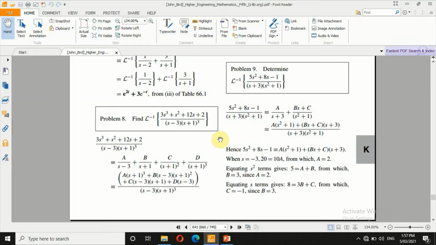Now let's take a look at this problem number 8. We are asked to find the Laplace inverse of this particular problem. Look at this. We have what is known as a repeated root here. What the rule says is that in the case of a repeated root, we say a over the first one that we can separate, which is x minus 3. Then look at this one, x plus 1 raised to power 3. This is known as a repeated root.